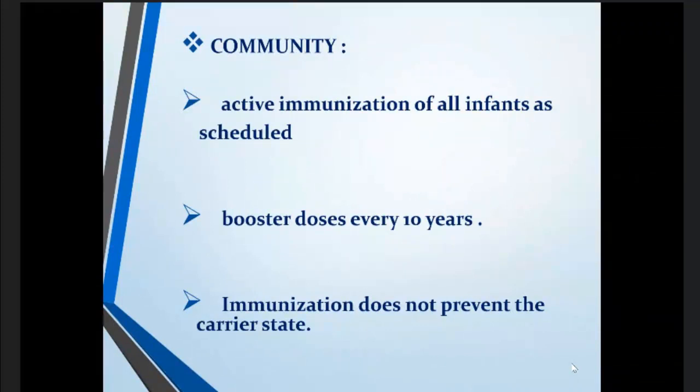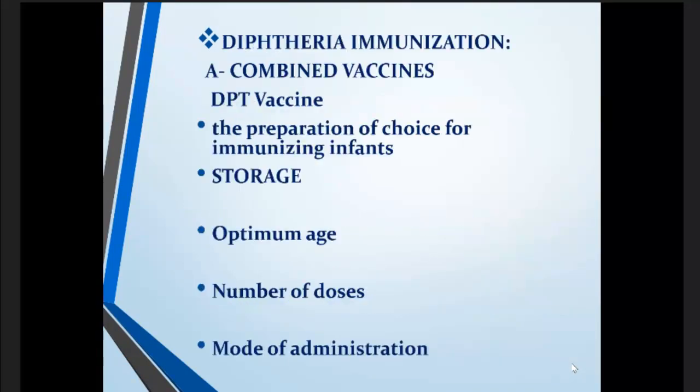Regarding control of disease among the community, active immunization of all infants as scheduled in the program of immunization, and then a booster dose is given every 10 years because of waning of immunity. And we should know that immunization does not prevent the carrier state because the vaccine is toxoid. So infection may still occur. So we may find carriers in spite of immunization in any community.